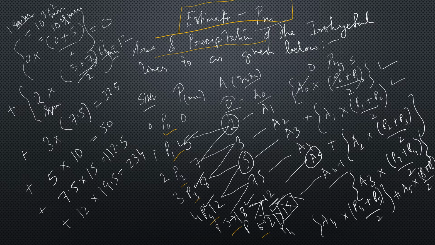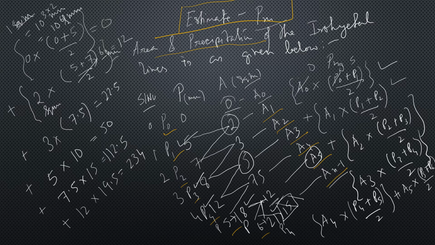And the areas are also given. The area which is bordered by P0 and P1 is A0, then A1 bordered by P1 and P2, then A2 bordered by P2 and P3, and so on, as we have already explained. So P0, P1 is bordering A0, P1 and P2 is bordering A1, P2 and P3 is bordering A2, P3 and P4 is bordering A3, P4 and P5 is bordering A4, P5 and P6 is bordering A5, and P6 and P7 is bordering A6, and so on.